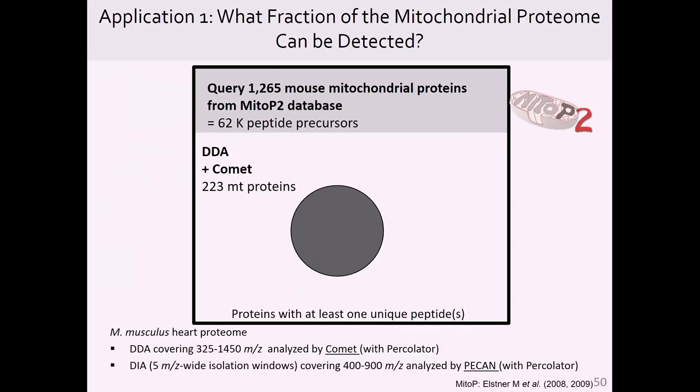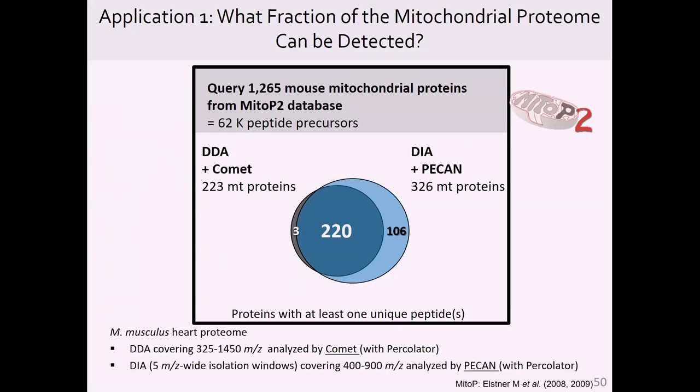If you do a regular DDA run from just unfractionated heart, using a wide isolation MS1 window and using Comet with Percolator, we get about 220. If we do DIA using a narrow window, so this is 400 to 900, with five mass-to-charge wide isolation windows, and we use Pecan with Percolator on the back end, we end up getting 326 mitochondrial proteins. So in general, we're encompassing most of what you'd get by DDA in a Comet search, and we get a little bit more, and this is actually not too bad.